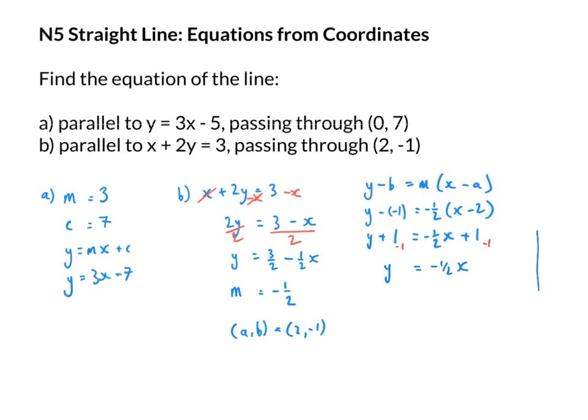So if I were to sketch this, it's got an intercept on the y-axis of nothing. Negative 1/2 means it'd be going downhill like that. And of course there's always the alternative strategy for this one here, using y equals mx plus c and substituting your point in for y and x, and that will give you exactly the same result.